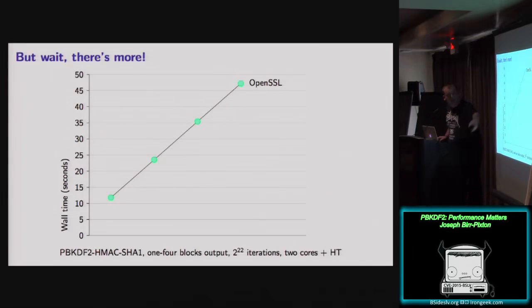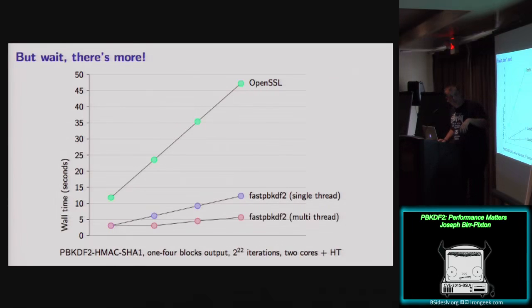So here we've got OpenSSL for 1, 2, 3, 4 blocks. This is wall time now, not CPU time. And yeah, it's kind of 12 seconds, which was what on the last slide, and then 24, and so on. And then same thing, single thread. So the slope is less because it's quicker.